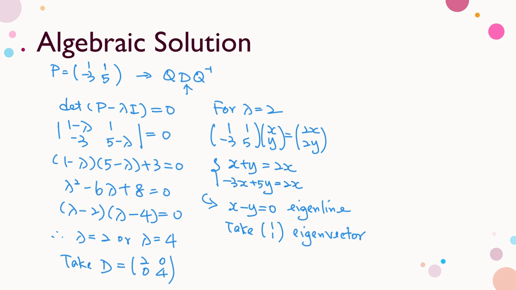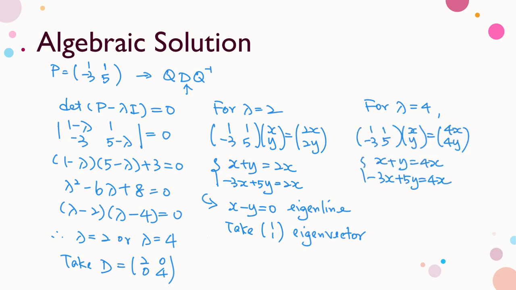For lambda equals 4, consider the matrix equation. Both equations reduce to 3x minus y equals 0. Take (1, 3) on the line and get another eigenvector of P. Now, form the matrix Q by putting the eigenvectors into the columns corresponding to lambda.